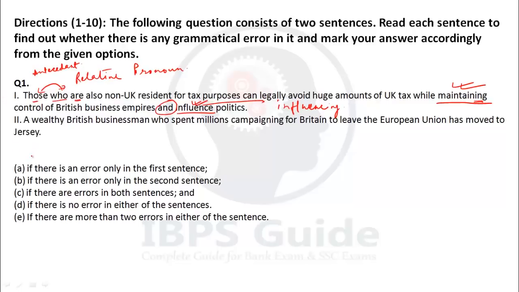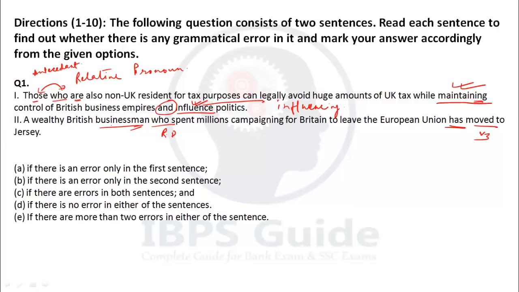The first sentence is wrong. Second sentence: a wealthy British businessman who spent. This is the subject, a singular subject. Then again "who" is a relative pronoun, which I already told you. And "businessman" is the antecedent, singular number. Spent millions campaigning for Britain to leave the European Union has moved. Why will it be "has"? Because businessman is singular. So that's why "has", and with "has" we use the third form of the verb, moved to Jersey. That means there is no error here.